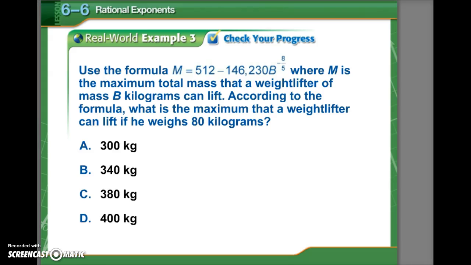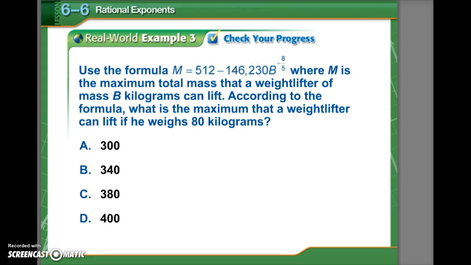Okay, here's one for you guys to check your progress on. We're looking at the same formula, and this time we're going to find the maximum that a weightlifter can lift if he weighs 80 kilograms. So before he weighed 168 kilograms, now he's going to only weigh 80 kilograms. And you want to find what's the maximum weight that this person is going to be able to lift. When you have your answer, go on to the next slide. Okay, our answer this time is C.